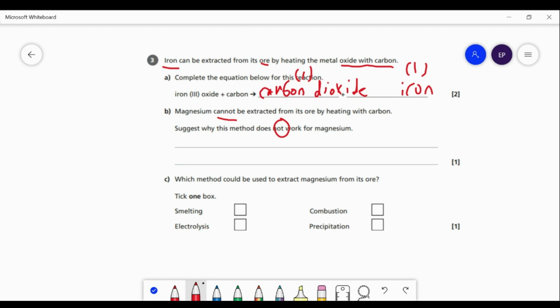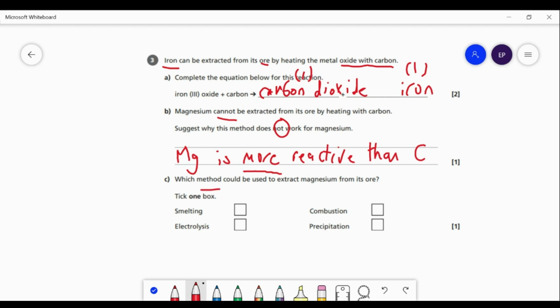So magnesium can't be extracted from its ore by heating with carbon because the magnesium is more reactive than the carbon. So I'm going to write our answer that the magnesium is more reactive than the carbon. And notice in the answer there how I've used a comparator word. So I've said that the magnesium is more reactive than the carbon, because that's going to be really the key to our answer.